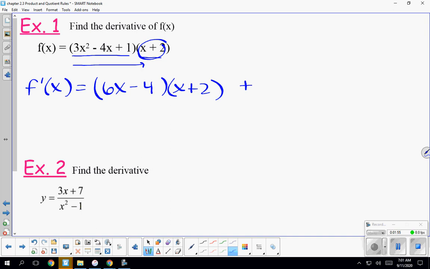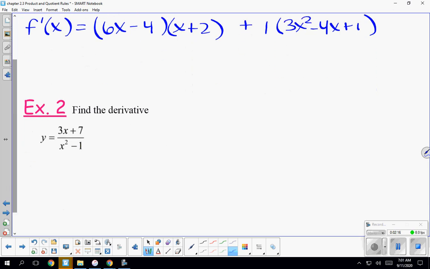And then I add, and now I go back the opposite direction. So now I take the derivative of the second function, which is 1, times everything in the first. There's no need to simplify it unless it tells us to do something else with this. This just said take the derivative. This is the derivative. That is our answer.